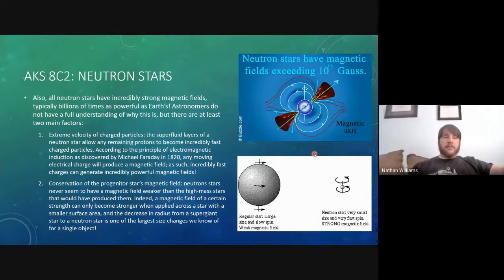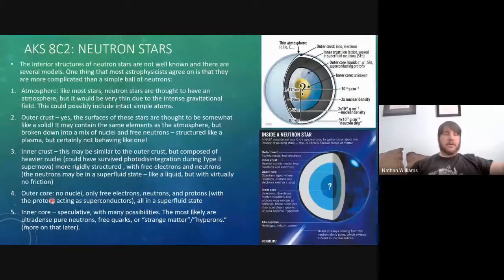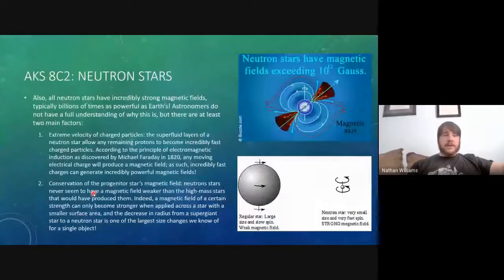All right, now moving on to some of the other properties of neutron stars. It says all neutron stars have incredibly strong magnetic fields, typically billions or more, actually, times as powerful as Earth's. Astronomers do not have a full understanding of why this is, but there's at least 2 main factors at work here. One, and this goes back to our superconducting protons in the outer core, at least. These charged particles, these protons, and electrons might play a role here as well, are moving at very extreme velocities. And that means that they're going to be able to help produce a magnetic field.